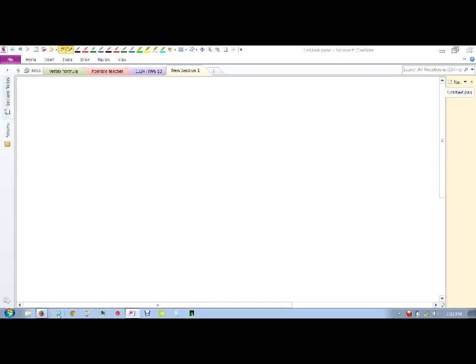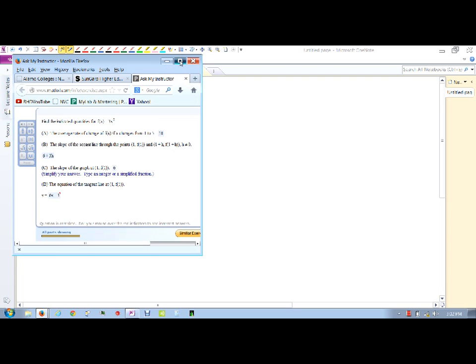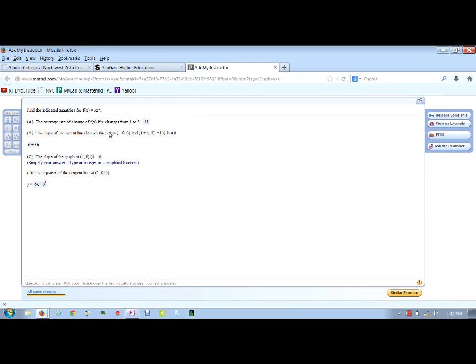All right, class, just trying to help out with a problem here. Hopefully you can make this out. We've got: find the indicated quantities for the function f of x equals 3x squared. We want the average rate of change of the function on the interval [1, 5].